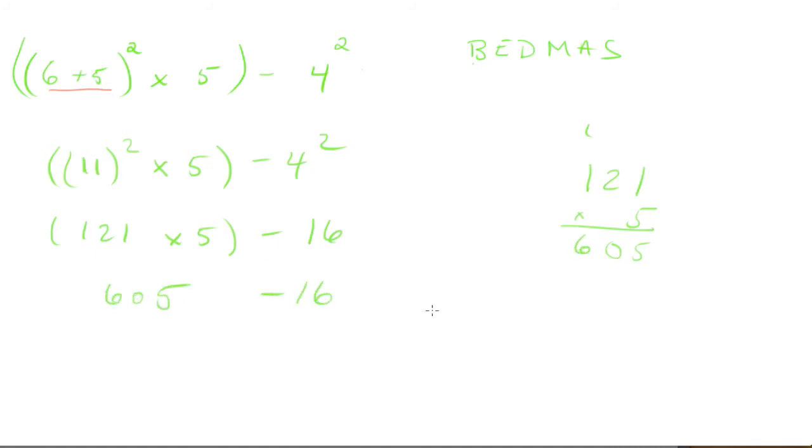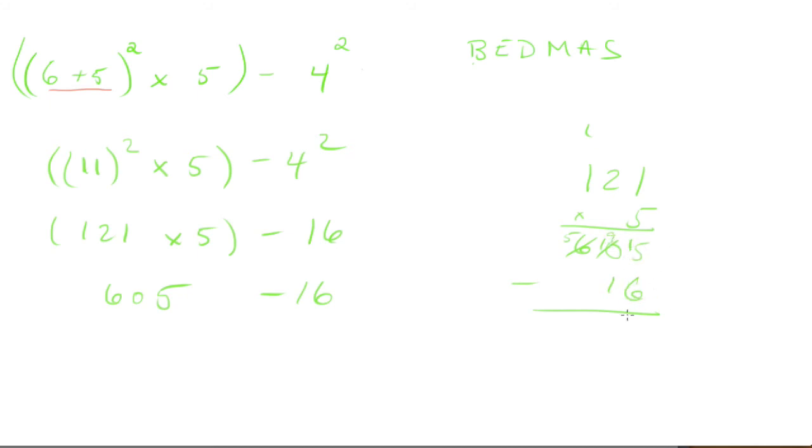Minus 16. And finally, we can do the subtraction. And 605 minus 16 is, let's write that down over here, minus 16. I can't do 5 minus 6, so I borrow from the 0, but there's nothing to borrow, so I have to borrow from the 6 over here. So this becomes a 5, this becomes a 10, which I cross out, write 9, and put a 1 next to the 5 because I borrowed 1.